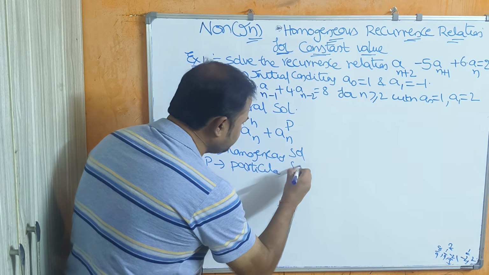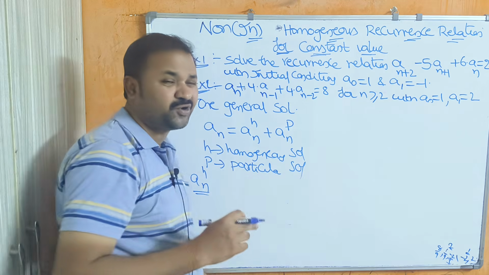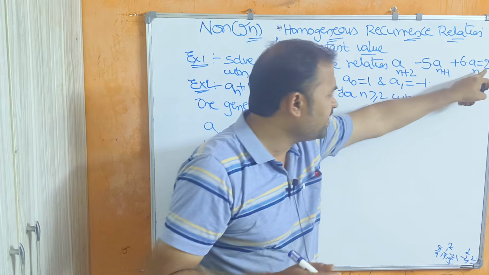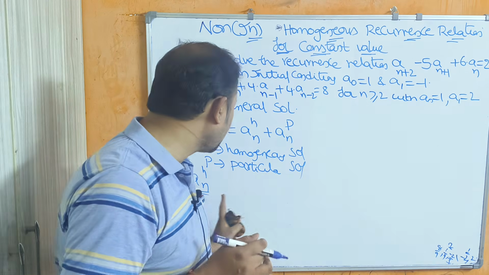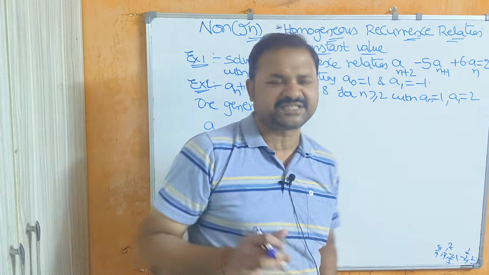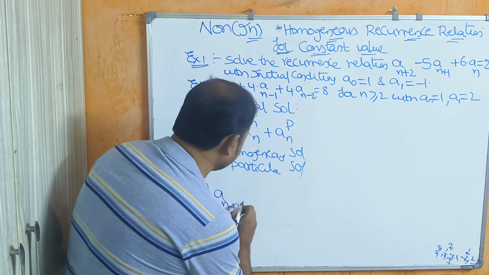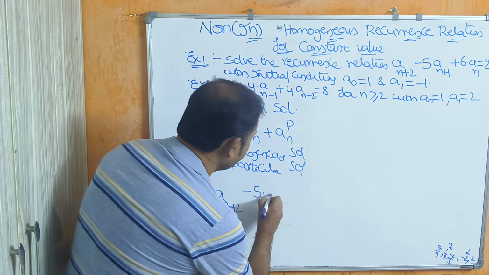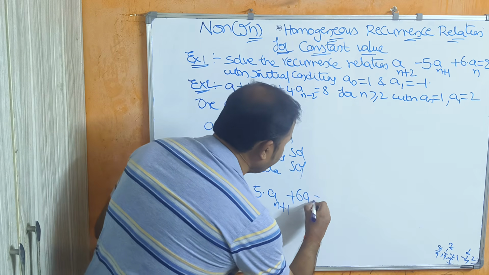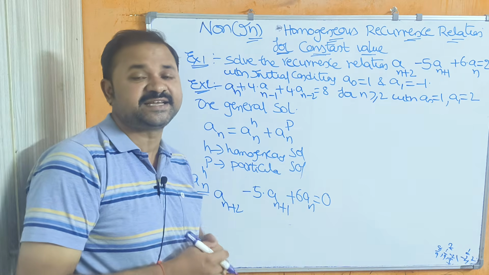First let us find a(n)^h. What is a(n)^h? That is nothing but the homogeneous solution. For a homogeneous recurrence relation, f of n value is 0. So in order to compute a(n)^h, we substitute 0 on the right hand side. Now the recurrence relation becomes a(n+2) minus 5 a(n+1) plus 6 a(n) equal to 0, because this is nothing but a homogeneous recurrence relation.